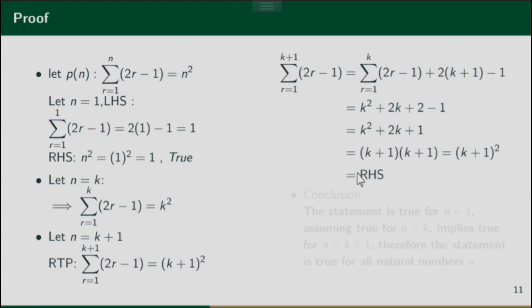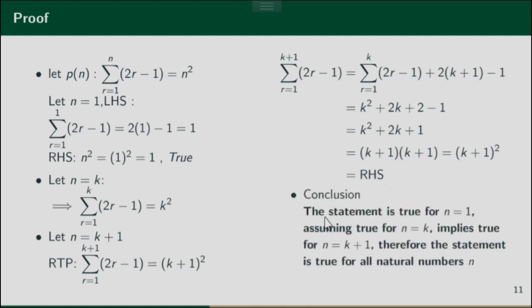So since we have been able to show that it's true for n equals k plus 1, we can now draw our conclusion. And the conclusion is that the statement is true for n equals 1. Assuming true for n equals k implies true for n equals k plus 1. Therefore, the statement is true for all natural numbers n.